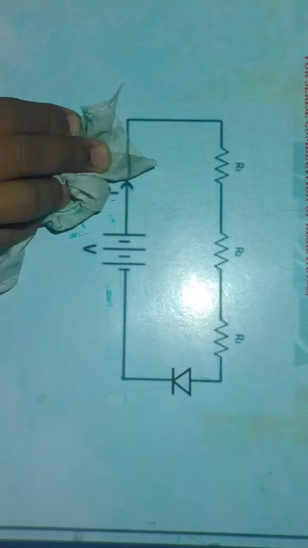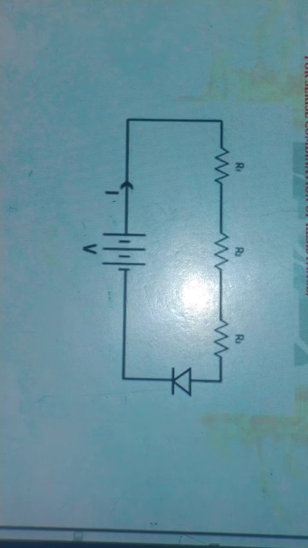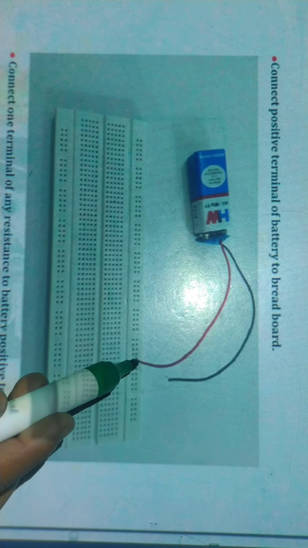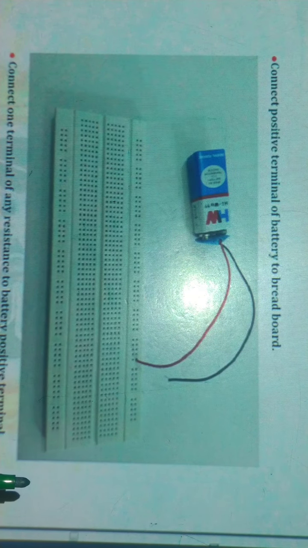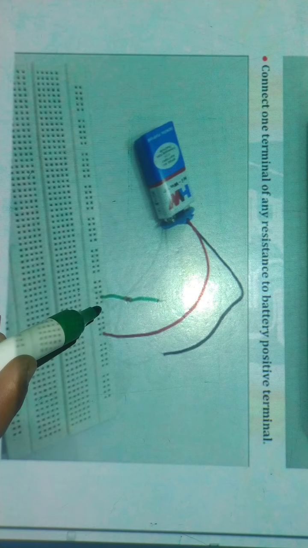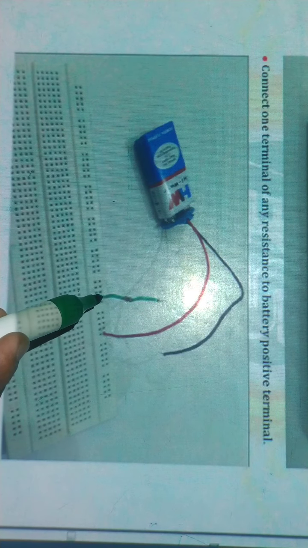Now we move towards our procedure, how to design this circuit on a breadboard. First, connect the positive terminal of the battery to the breadboard. Take your battery and your breadboard, and connect its positive terminal to the breadboard like this. The second step is to connect one terminal of any resistance to the battery positive terminal. Take one resistance of 10 k ohm and connect it in the same column as the battery, with one terminal to the positive terminal of the battery like this.